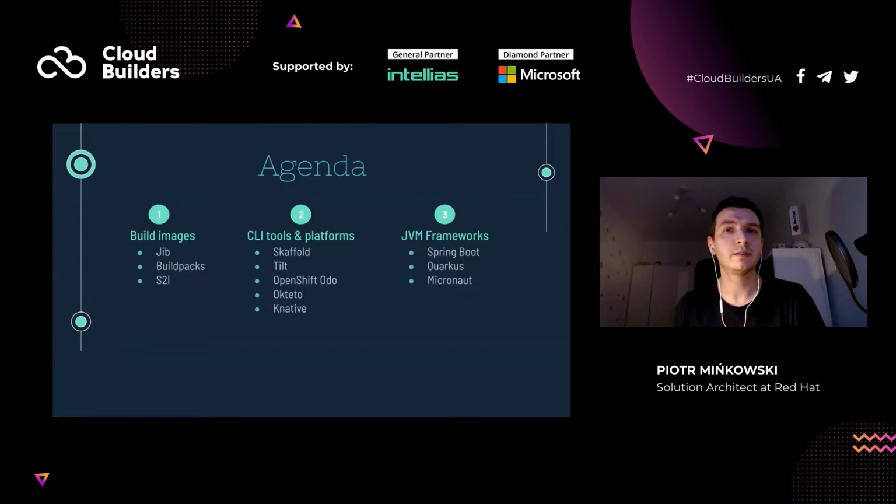The topics we'll cover today can be divided into three different groups. The first group contains tools dedicated for building container images. In the second, I'll describe CLI tools and platforms that automate the whole process of building and deploying applications on Kubernetes or OpenShift. And finally, we will talk about Kubernetes-friendly features provided by the most popular JVM frameworks in the third group.